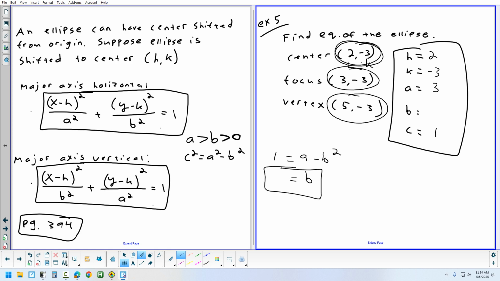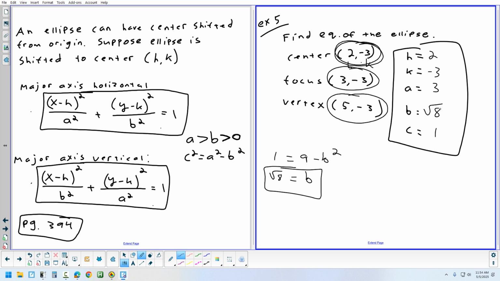So B will come out to how much? The square root of 8. Yep, square root of 8. Perfect.